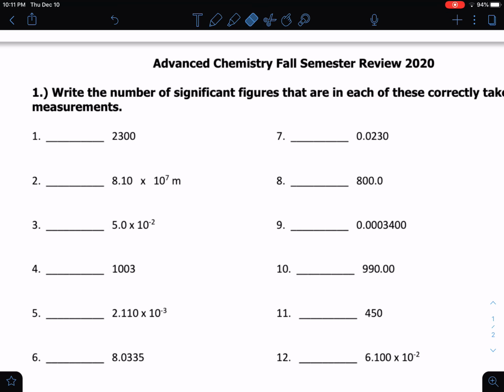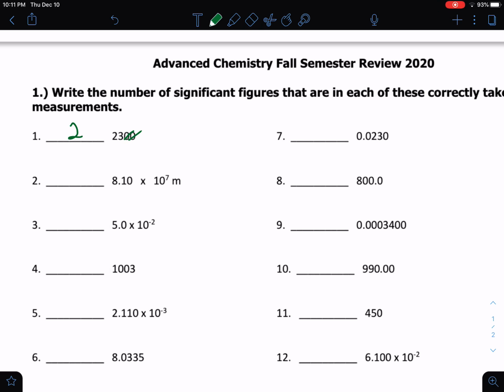So we're going to start off, and the very first thing was sig figs. So if we look at number 1 right here, it has 2300. One of our rules was trailing zeros do not count if there is no decimal. Okay, so that means this 0 right here does not count, and this 0 right here does not count because there's no decimal. So this one just has 2.